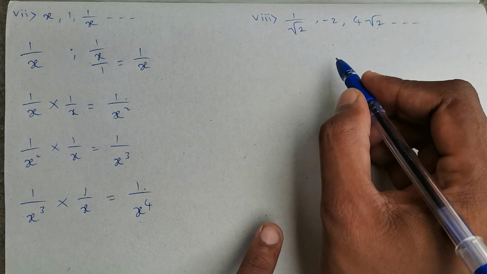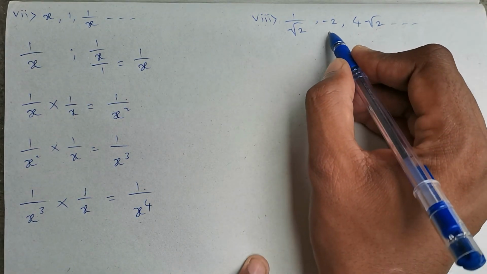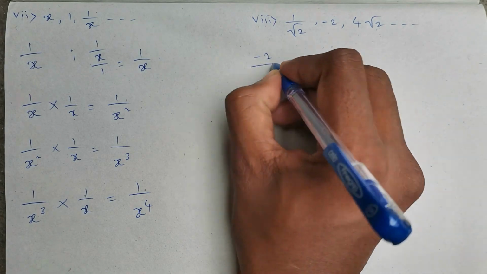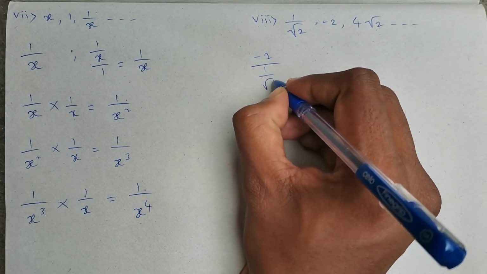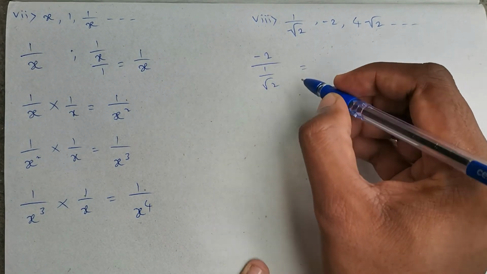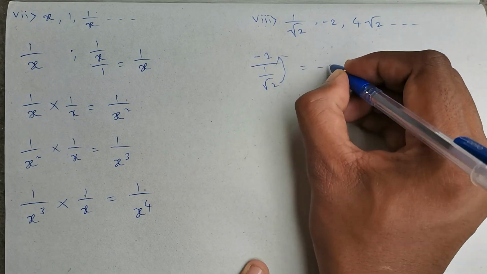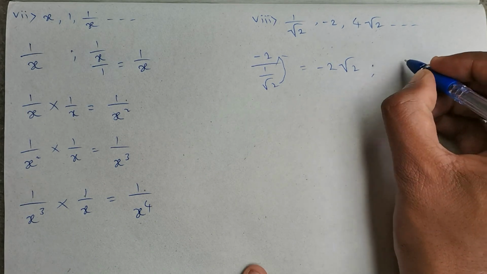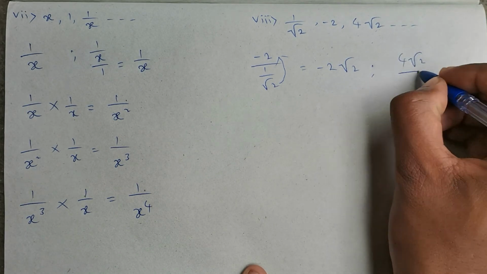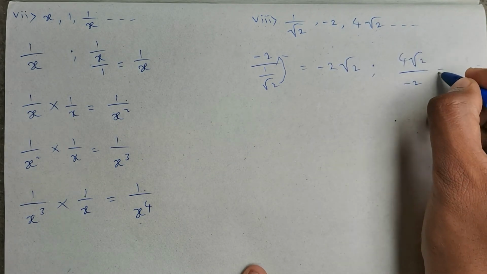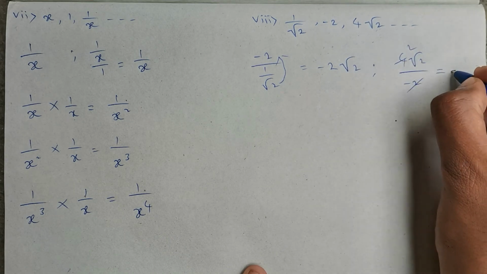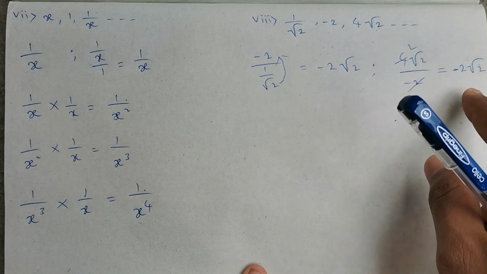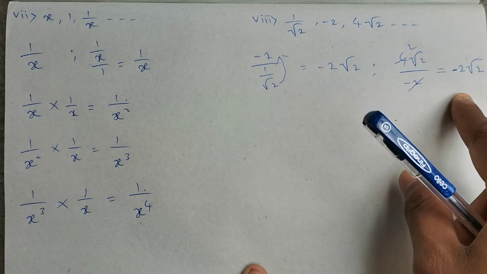Next, here 1 by root 2, minus 2, 4 root 2 and so on. Second term is minus 2 divided by the first term, 1 by root 2. This is nothing but, root 2 will go upside, so we will get minus 2 root 2. Next, the third term 4 root 2 divided by the second term minus 2. 2 ones are 2, 2 twos are 4, so minus 2 root 2. Here the ratio is minus 2 root 2, here also minus 2 root 2. So it is in GP.